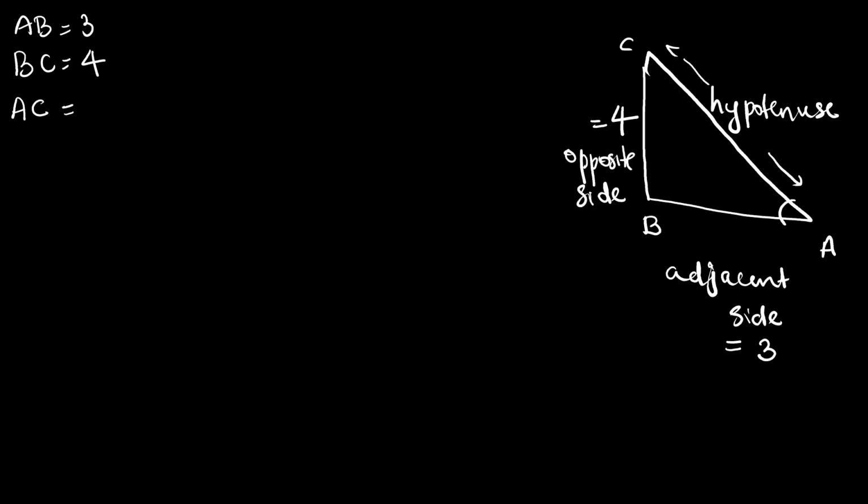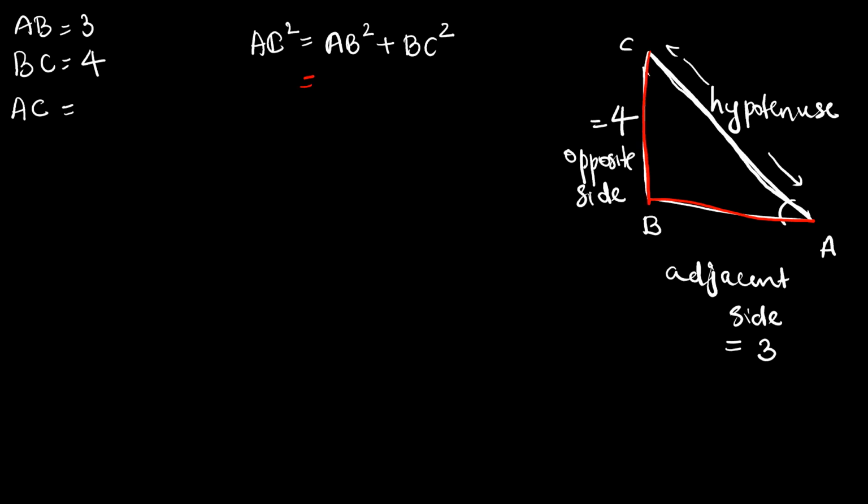We know that by Pythagoras theorem, hypotenuse square, that is AC square, equal to the sum of squares of the other two sides, that is AB square plus BC square. This is the Pythagoras theorem.